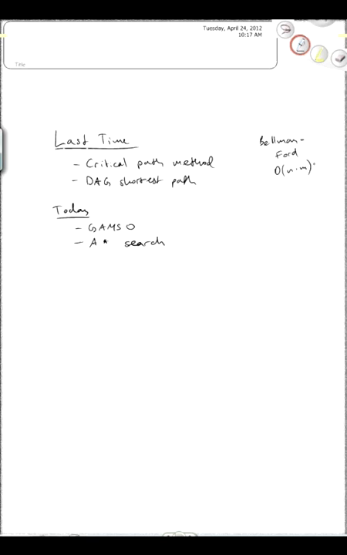So the plan for today is the following. First we're going to go over a little bit just the modeling in GAMS. And then we're going to look at our last shortest path algorithm that we'll call A-star search. And A-star search is going to basically address some other things about Dijkstra's algorithm that are a little bit unsatisfying. So let's first talk about the GAMS homework assignment.